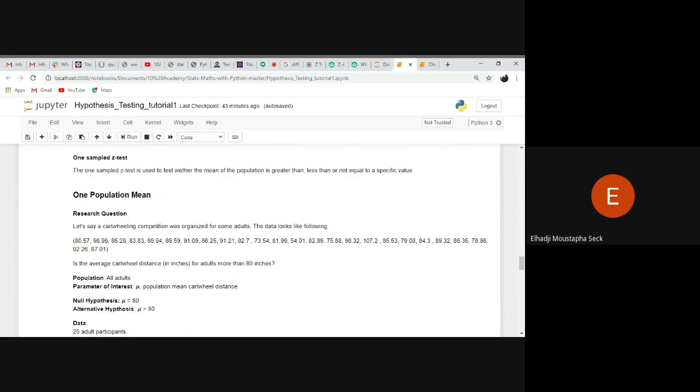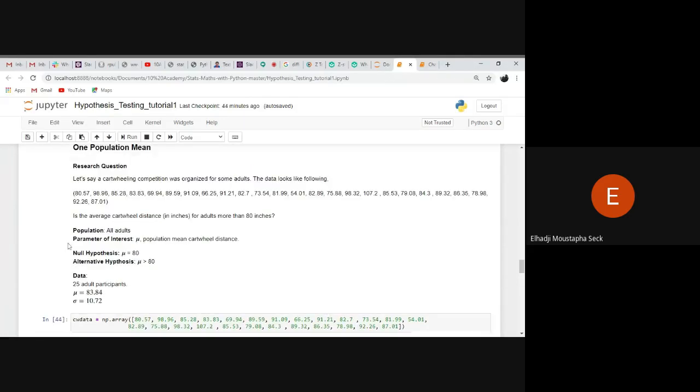Let's say that a cartwheeling competition was organized for some adults, and the data looks like this. This is the cartwheel distance, these numbers that you are seeing here. So the question is, is the average cartwheel distance in inches for adults more than 80 inches? So we don't know. That means that we are asking if the mu, the mean of this, is equal to 80 inches.